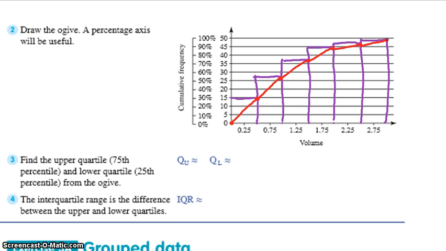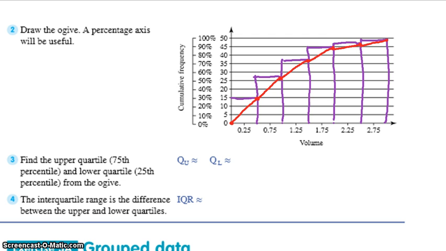All right. The question then says, find the upper quartile, or the 75th percentile, and the lower quartile, which is the 25th percentile, from the ogive. What do you reckon you do, seeing as we've got the percentiles on the left? Anybody? Question again: find the upper quartile, 75th percentile, and the lower quartile, 25th percentile.